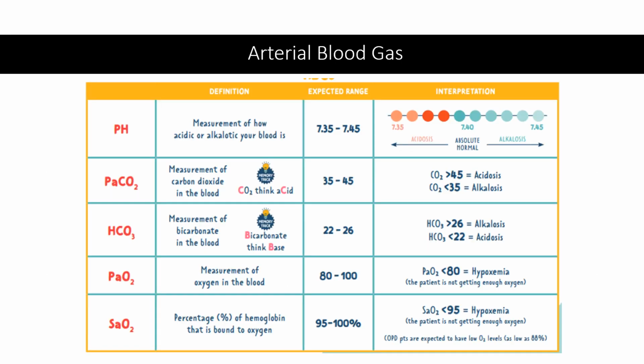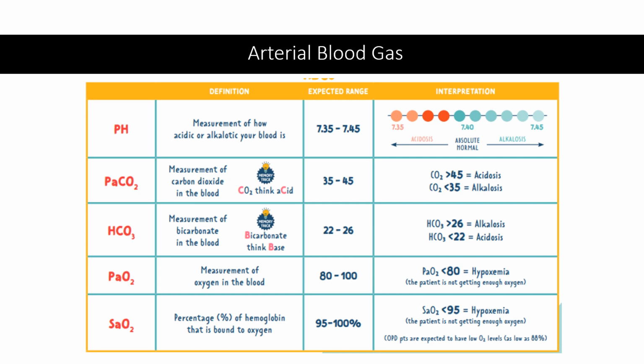So looking at our ABGs, we're not going to go too crazy with this right now. What I want you to pay special attention to is our PaCO2, which is a measurement of carbon dioxide in the blood. So the normal range is 35 to 45. And then we're also going to be looking at our PaO2, which is a measurement of oxygen in the blood, and we like that 80 to 100. If it's less than 80, we're looking at hypoxemia, so the patient's not getting enough oxygen.